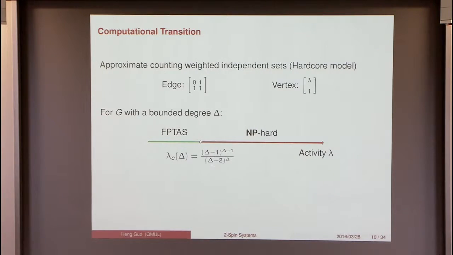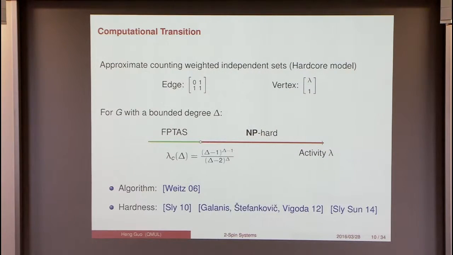We don't really know what happens at the threshold. We know we can approximate the log partition function at the threshold, but the partition function itself, we don't know. Beyond lambda_c, it's NP-hard to even approximate the log. This algorithm is due to Weitz in 2006, and the hardness part is due to Sly, and also Sly and Sun, and Galanis, Stefankovic, and Vigoda.